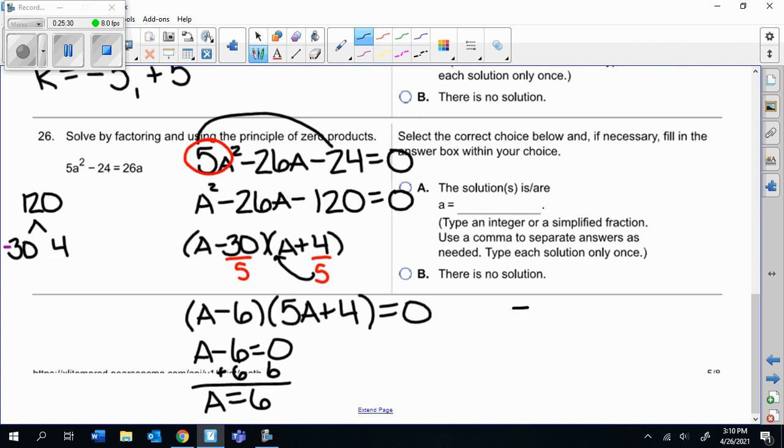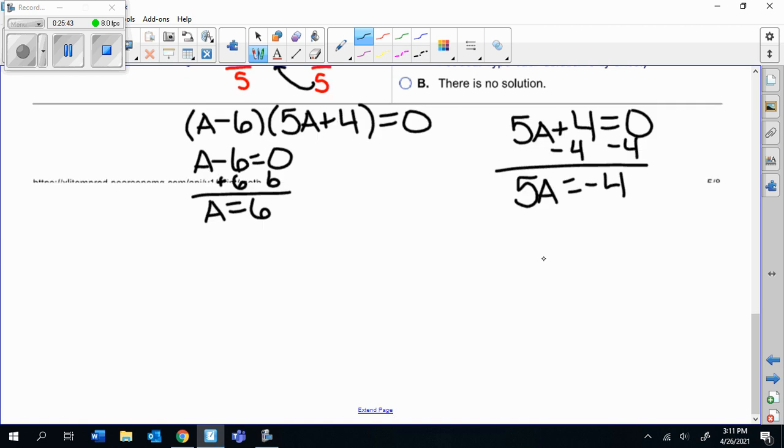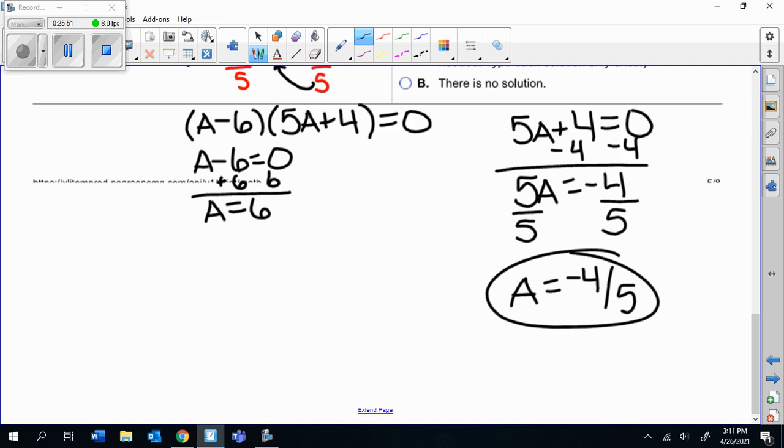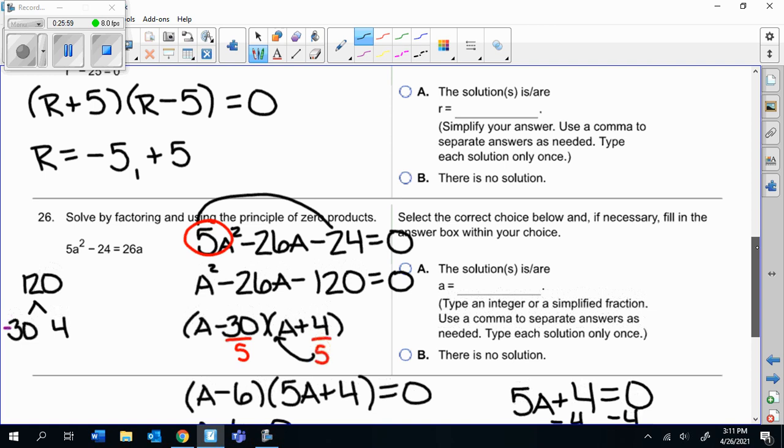On this one, if I take 5a plus 4 equals 0, and I subtract 4, 5a equals negative 4, divide by 5, divide by 5. So a is negative 4/5. And there are patterns to find there as well, but I know that it's hard for some people, they just don't see them yet, and that's totally fine. You just gotta be wherever your journey is right now.